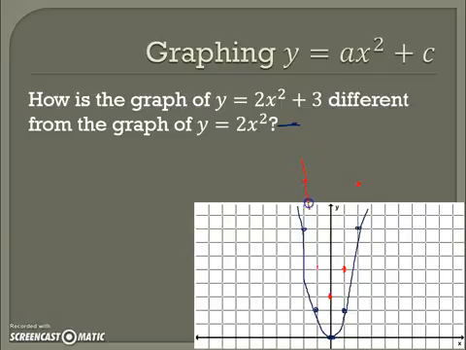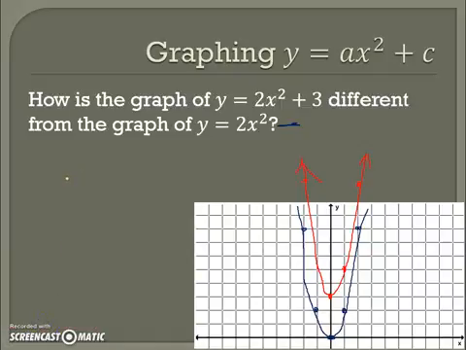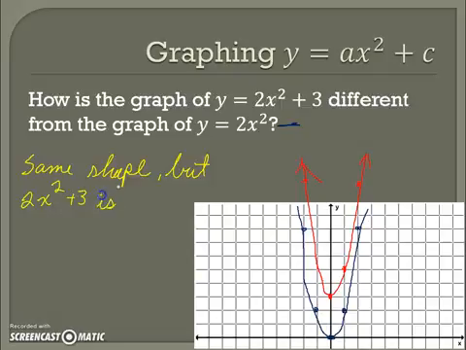What you should notice about these two graphs is that they have the same shape. Same shape, but 2x squared plus 3 is shifted up 3 units. So they are the exact same shape, except this red one is just up 3 from where that is.